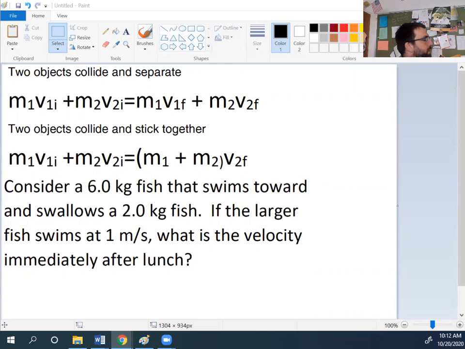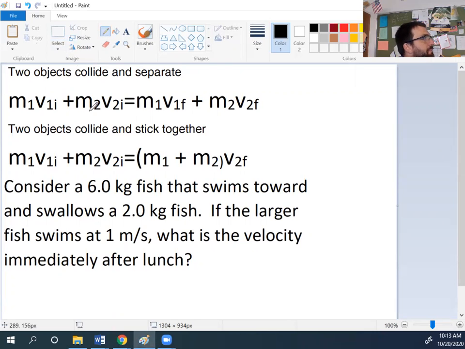So our first example in this is a 6-kilogram fish that swims towards and swallows a stationary 2-kilogram fish, okay? If the fish swims at 1 meter per second, what is the velocity immediately after lunch? So, well, let's work it out.